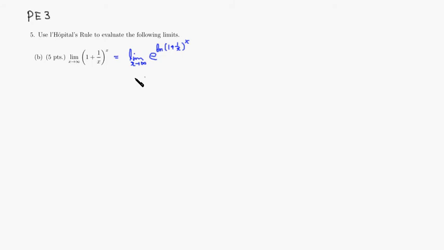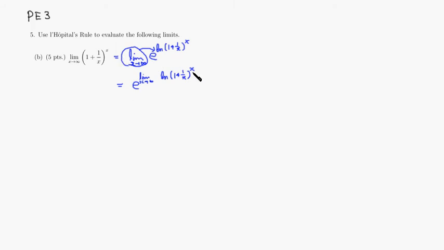Then we can squeeze this limit into the power, so we can write it as e to the limit as x approaches infinity of natural log of (1 plus 1 over x) to the x. We can do that, right? In order to take the limit of the whole thing, we just have to take the limit of the power, because e has nothing to do with x.